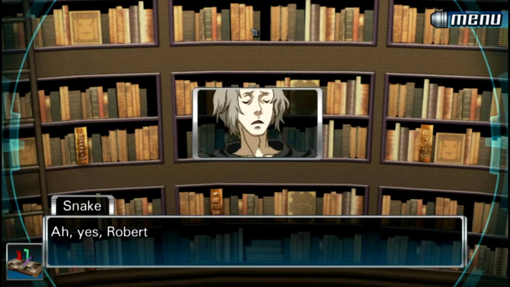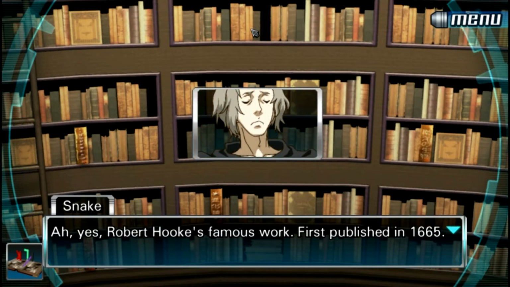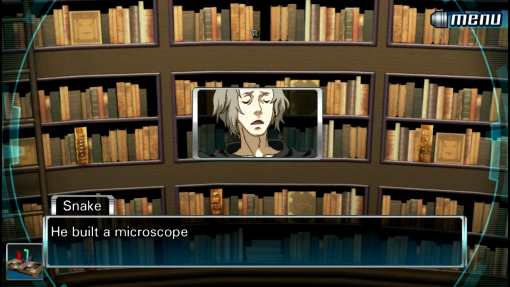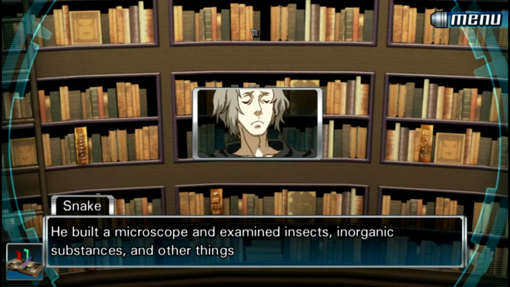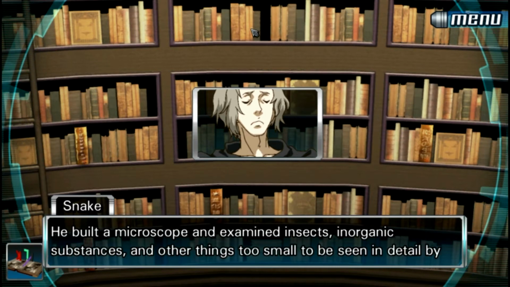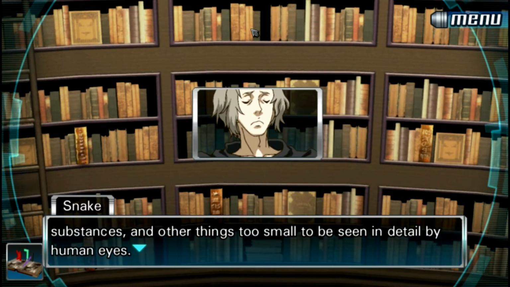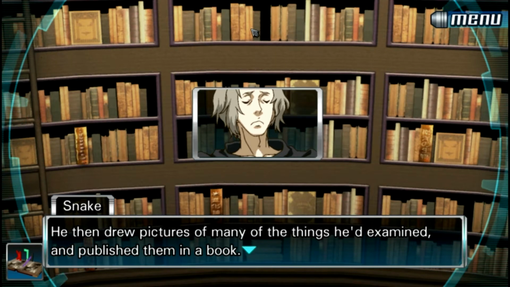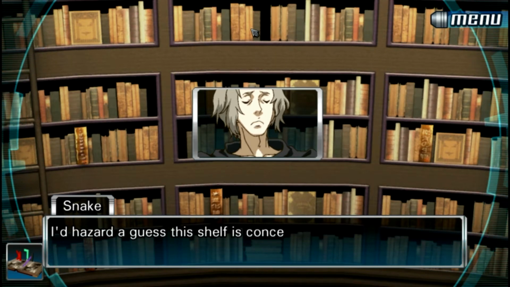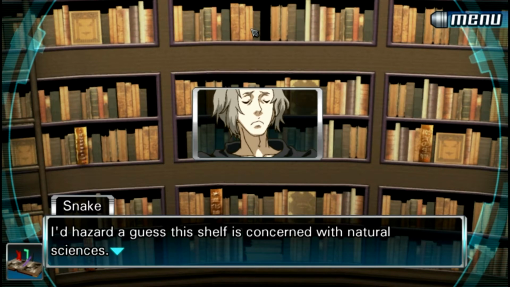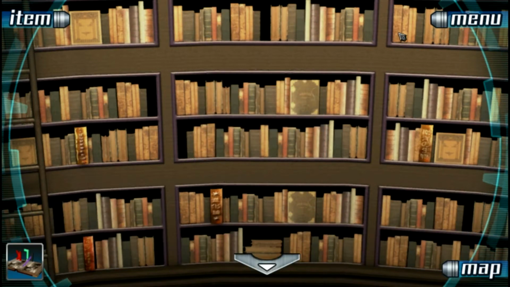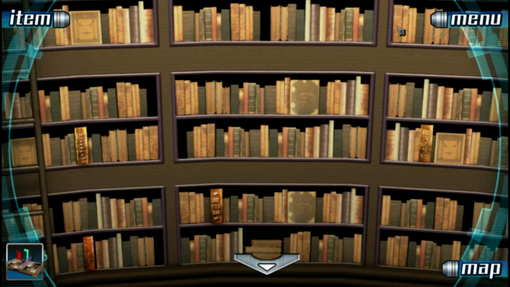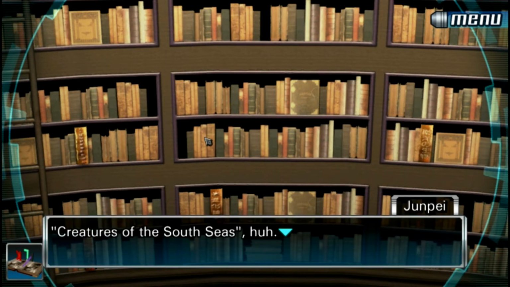Micrographia, huh? Ah yes, Robert Hooke's famous work. Robert Hooke? First published in 1665. He built a microscope and examined insects and organic substances and other things too small to be seen in detail by human eyes. He then drew pictures of many of the things he'd examined and published them in a book. I'd hazard a guess this shelf is concerned with natural sciences. Well, I'll be damned, Snake. You are definitely a smart guy, but I didn't know you had that much. You must have read a lot of books.